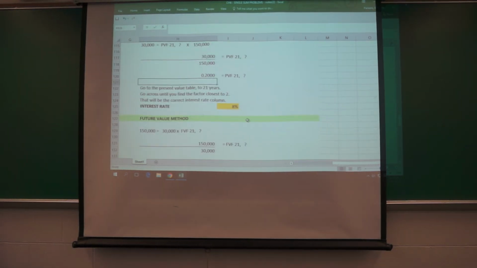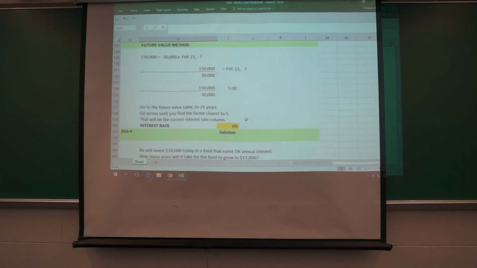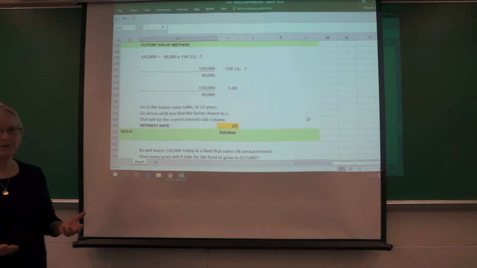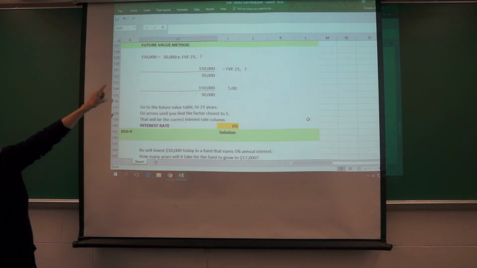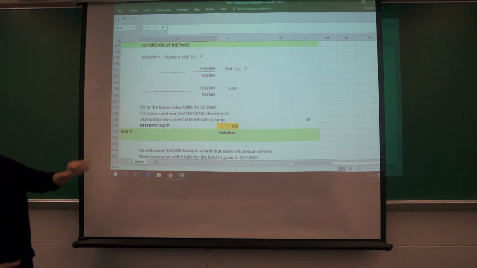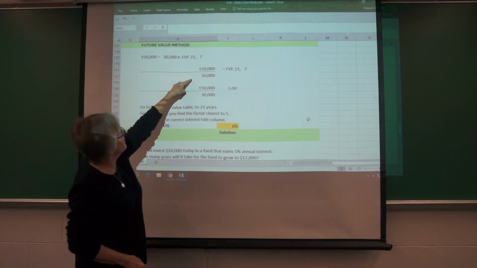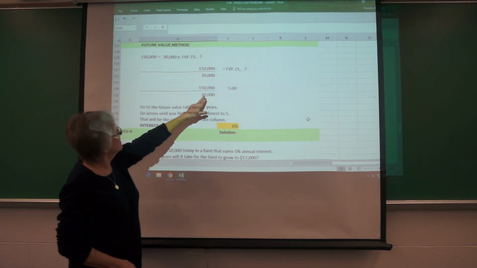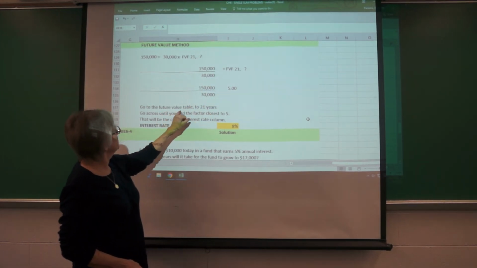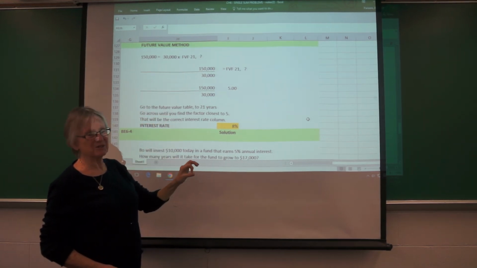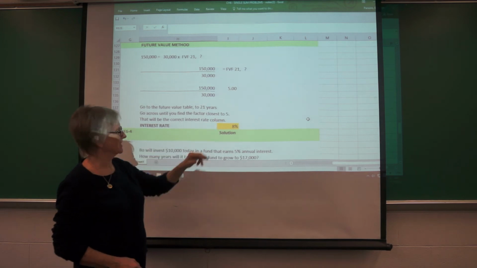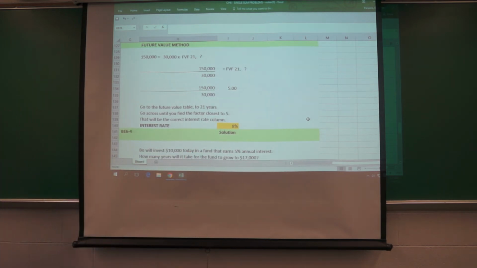Now the other way to do it is you can set it up as a future value. And really, this is whatever makes more sense to you intuitively. They both give you the same result. Here you're saying the future value of 150,000 equals the present value of 30,000 times the future value factor. And so here you're dividing the 150 by the 30. You get the factor. The factor is 5. So you go to the future value table, go down to the 21 years and across until you get to 5, and you get 8% there. Okay, so that's your unknown interest rate.